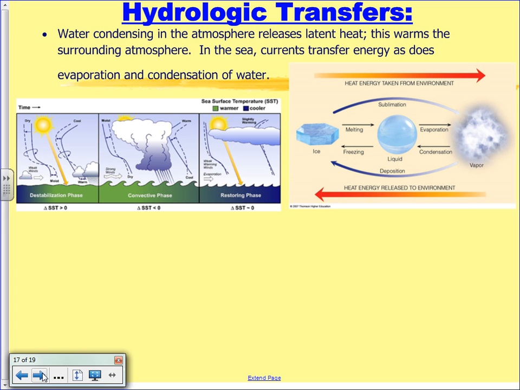All right, so water condensing in the atmosphere. This is latent heat, and I was talking about that earlier. Latent heat is second to convection in terms of the amount of energy it transfers on Earth. So water condensing within the atmosphere releases the latent heat and warms the surrounding atmosphere.